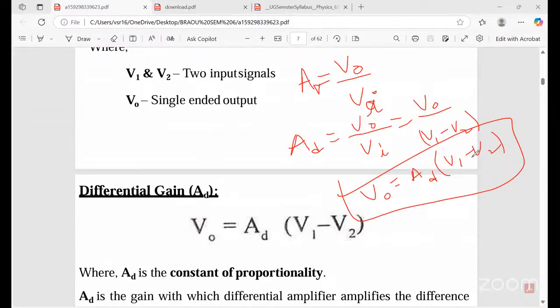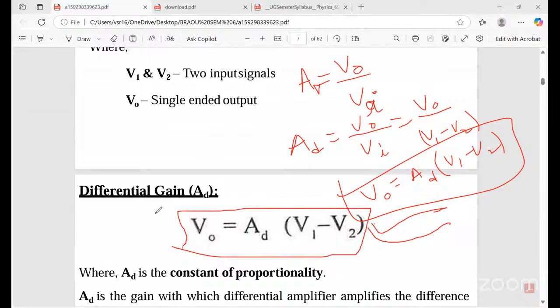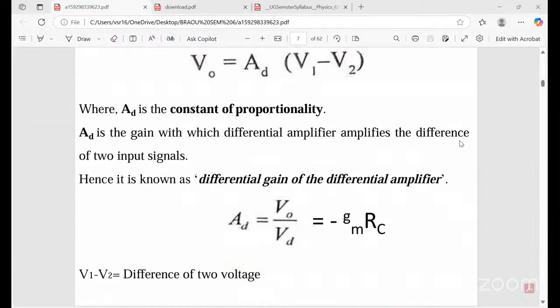Is it clear? The same equation you have written gives the differential gain of an amplifier, where AD is the constant of proportionality, and the differential amplifier amplifies the difference of the two input signals. It is also known as the differential gain of the differential amplifier. AD equals V naught by VD. VD is nothing but V1 minus V2. So this may be written as the fraction minus GM into RC.